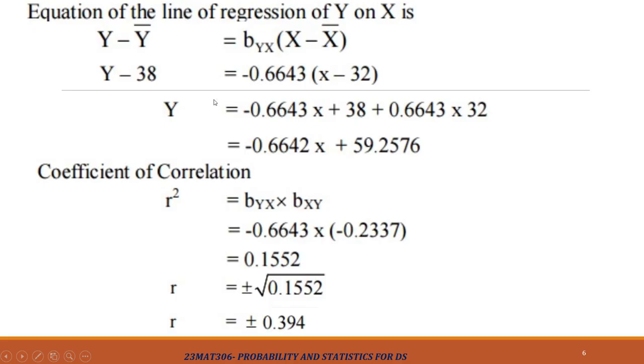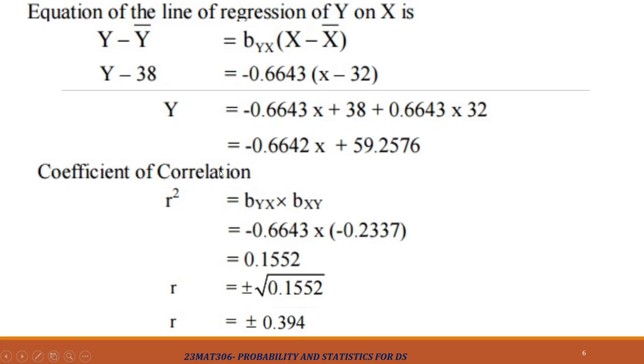So that is given here. It is in the form of y and x. Next, we have to find the correlation coefficient r. Generally, r square is equal to the multiplication of the regression coefficients of x on y and y on x. So already we know this formula and the values. We have to substitute r square equal to 0.1552.